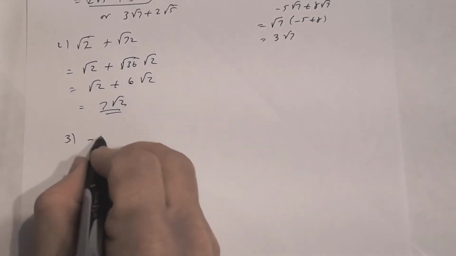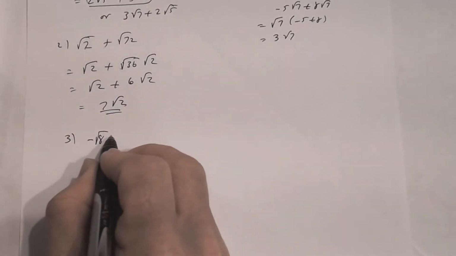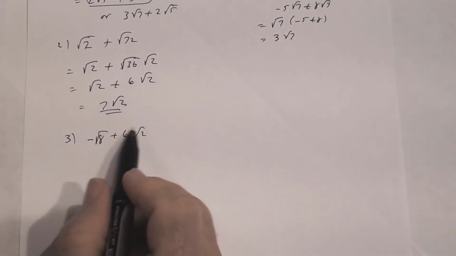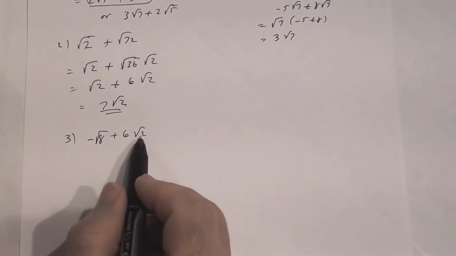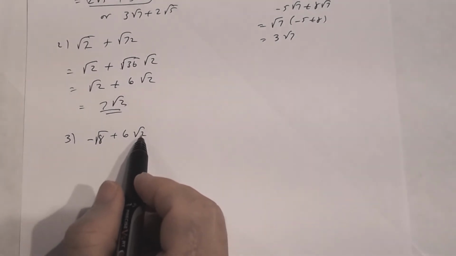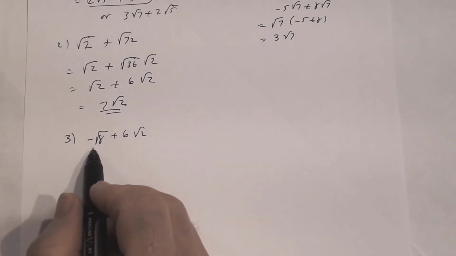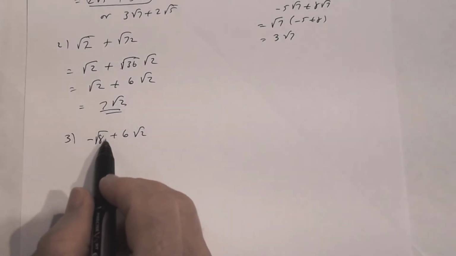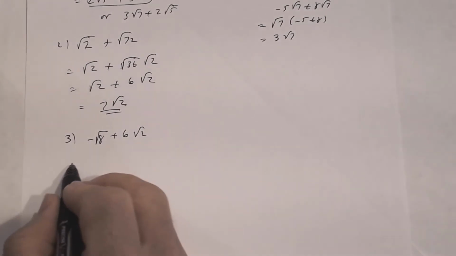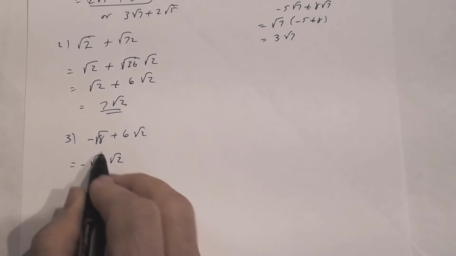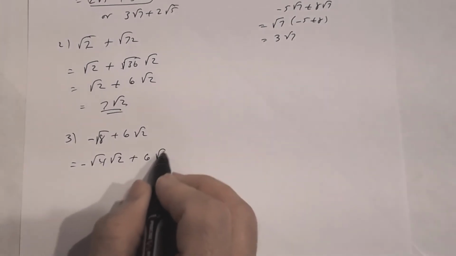For number 3, we have negative square root of 8 plus 6 square root of 2. All right, so I want you to notice, see that second term, the square root of 2? I cannot simplify that because the only perfect square that goes into the radicand is 1. But I can simplify the square root of 8, negative square root of 8, because 4 goes into 8. So I can rewrite this as negative square root of 4 times square root of 2, because 4 times 2 is 8, plus 6 square root of 2.